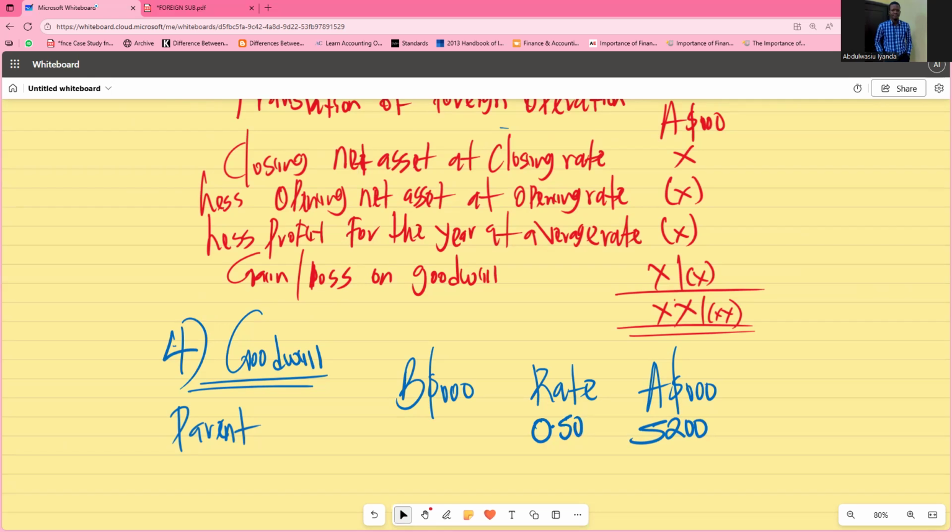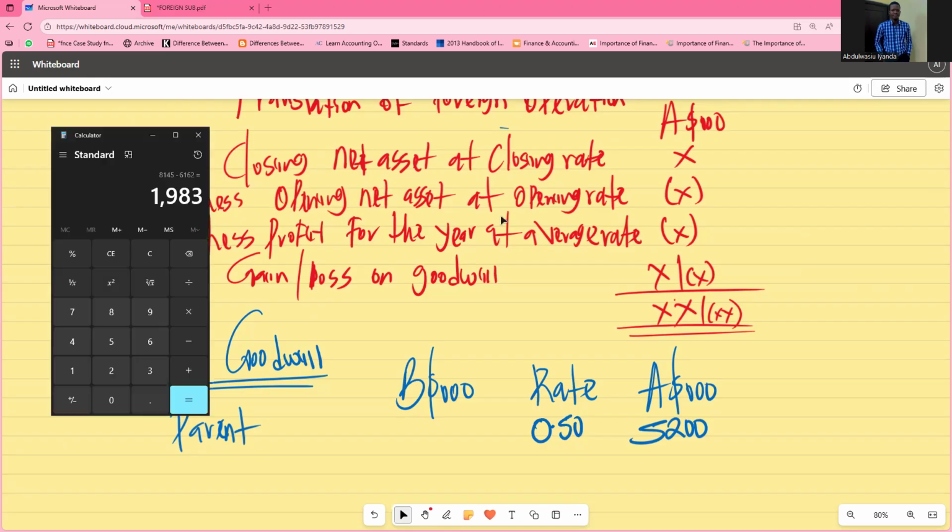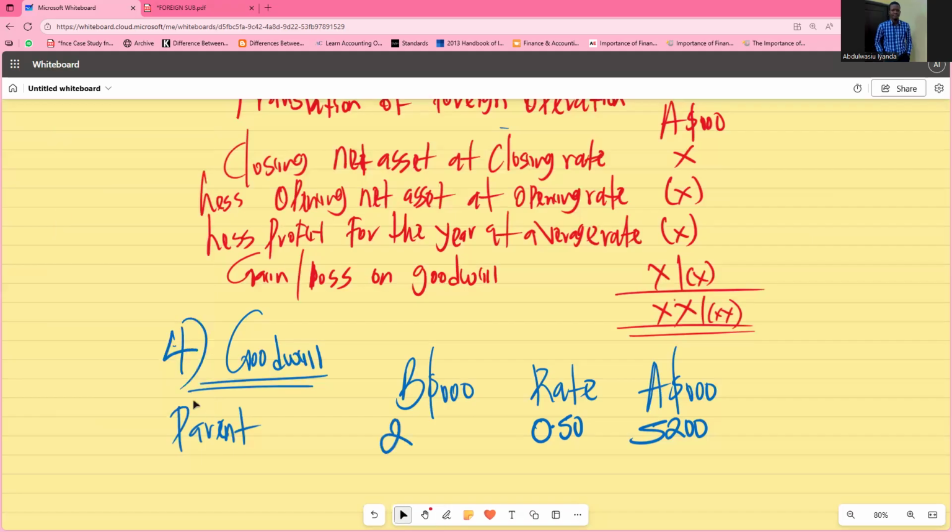The parent is 5,200, but the subsidiary currency is more valuable than the parent. So don't cram anything, let's test run something. Let's say I do multiplication first: 5,200 multiplied by 0.50, I get 2,600. If I have a higher amount, I will know that I'm wrong. So here now is 2,600.